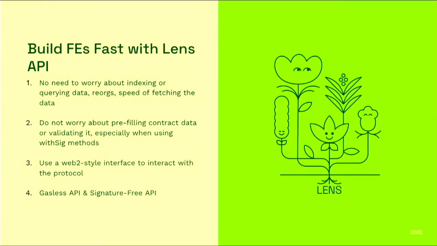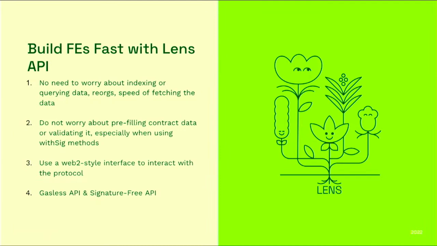So, in addition to the Lens contracts, we also have the Lens API, which is an API service that AAVE Companies is currently offering. Part of the benefit, and why we recommend using it for hackathons, is that it allows you to build Lens apps really, really quickly. There's no need to worry about indexing, querying data, dealing with blockchain reorgs, or the speed of fetching the data. You don't have to worry about pre-filling contract data. It exposes a Web2 style interface for you to interact directly with the protocol. If you know how to use GraphQL, you're going to feel right at home with the Lens API.